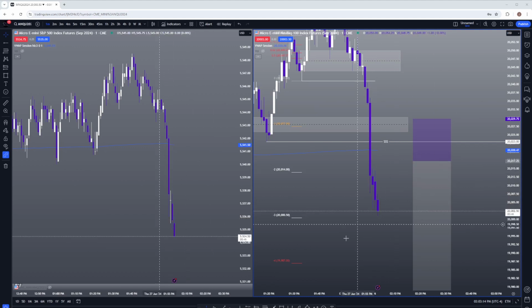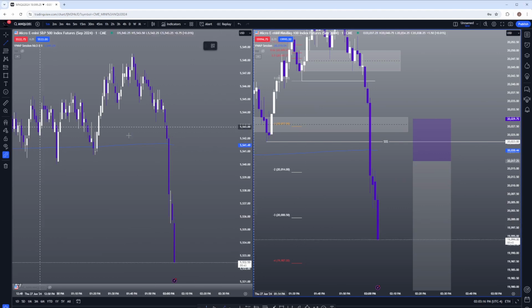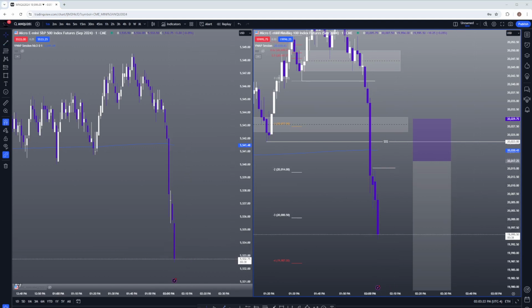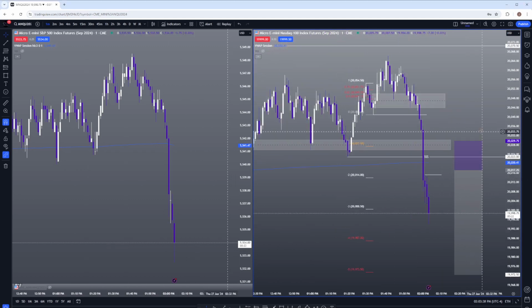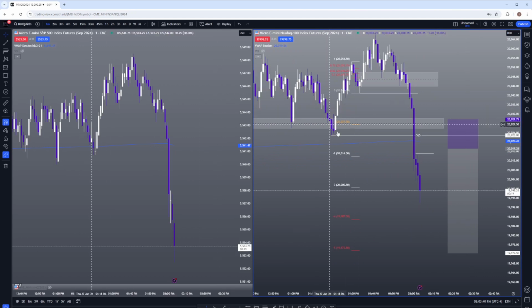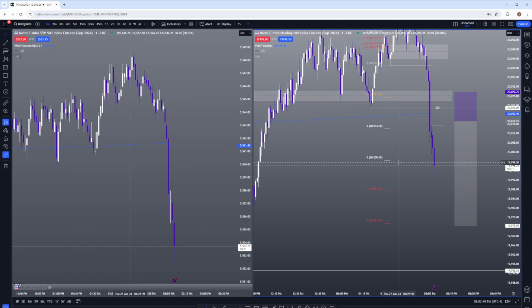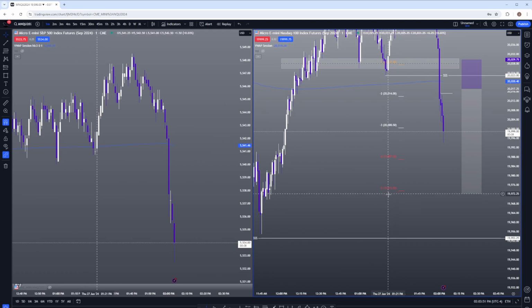So we haven't even wanted to retrace into this fair value gap here yet. We just keep dropping. We didn't even retrace into that one. Yes, our standard deviation. First one was right here at 750. This one at 20,014, our second standard deviation. Third we just hit at 20,050. And then our fourth and fifth are down here.